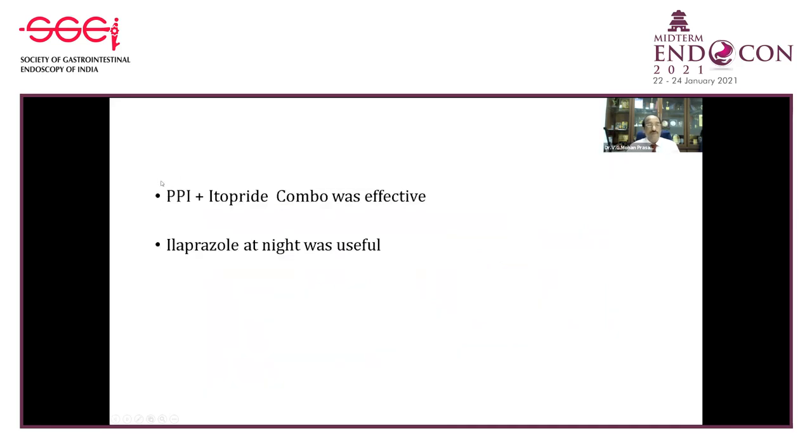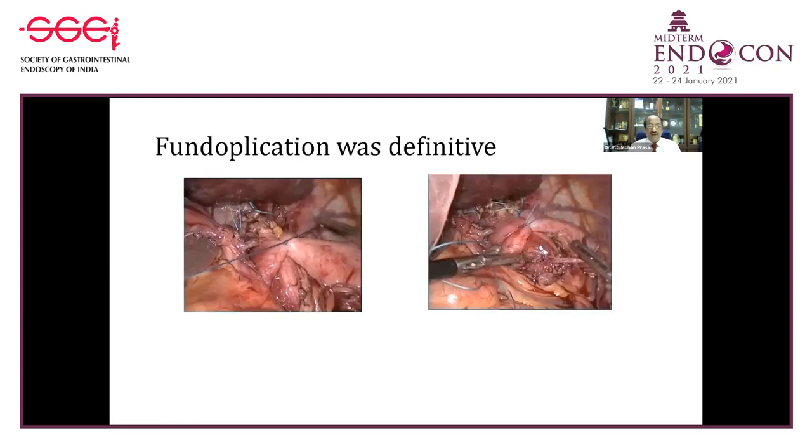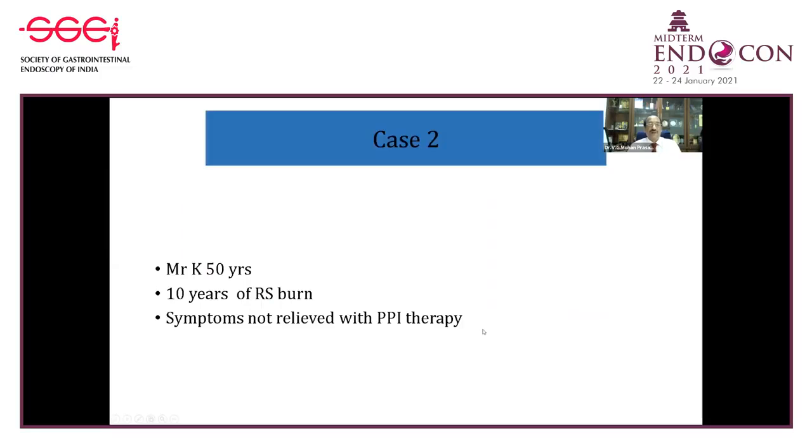So we put them on PPI plus itopride, and then again rabeprazole at night was useful for nocturnal acid suppression. The patient became better symptomatically in combination with alginate-containing antacids and also sucralfate. But then we needed something definitive, so fundoplication. A total Nissen fundoplication, a 360-degree wrap, was done, and the patient has ever since remained free from use of PPIs.